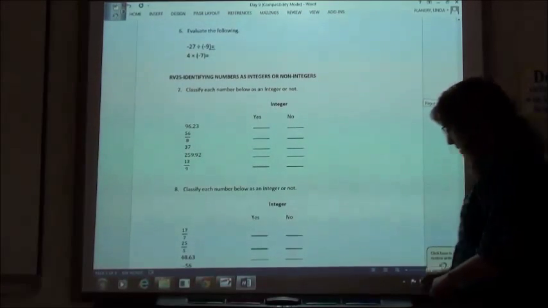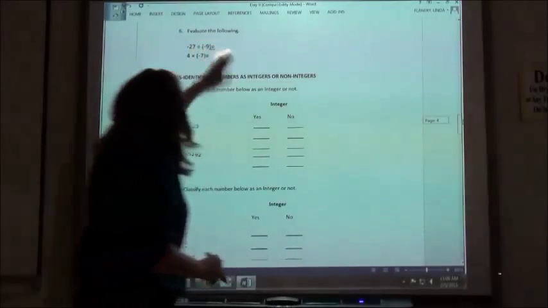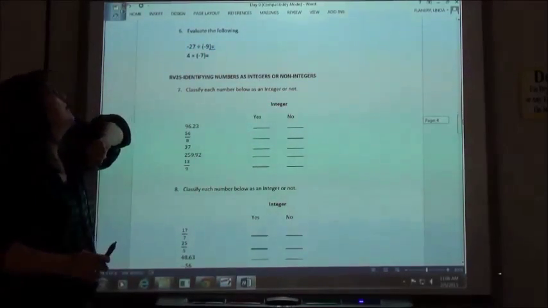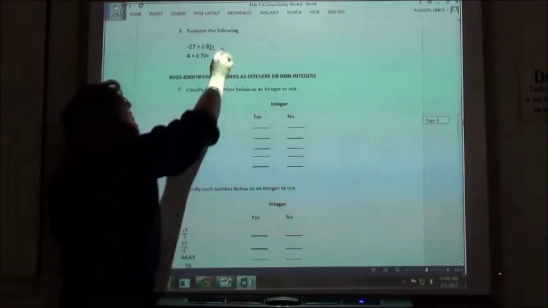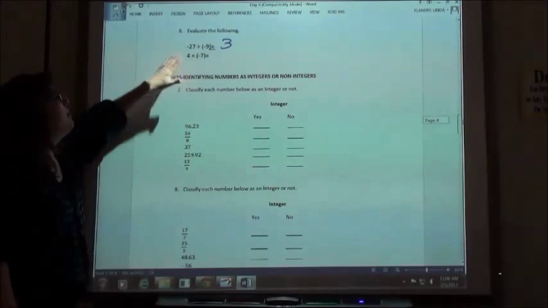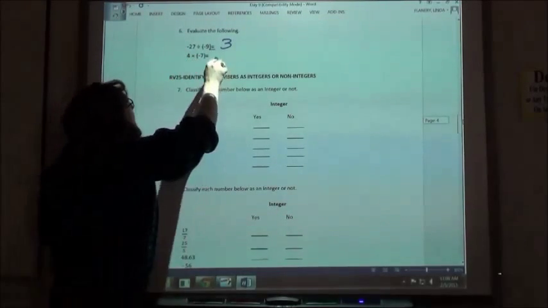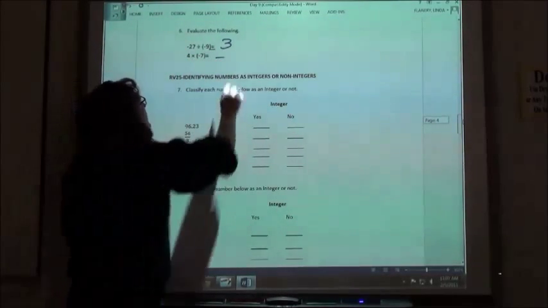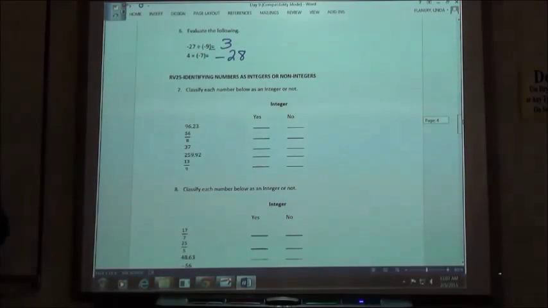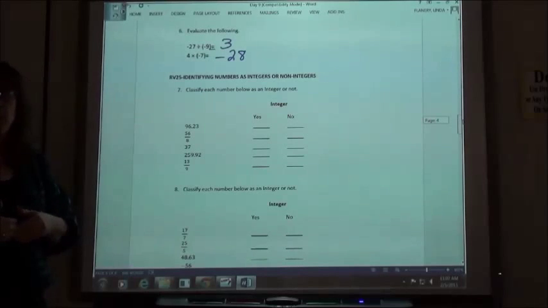Number 6 then. A negative divided by a negative. A negative divided by a negative is a positive. 27 divided by 9 is 3. 4 times negative 7. Positive times a negative is a negative. 4 times 7, 28.